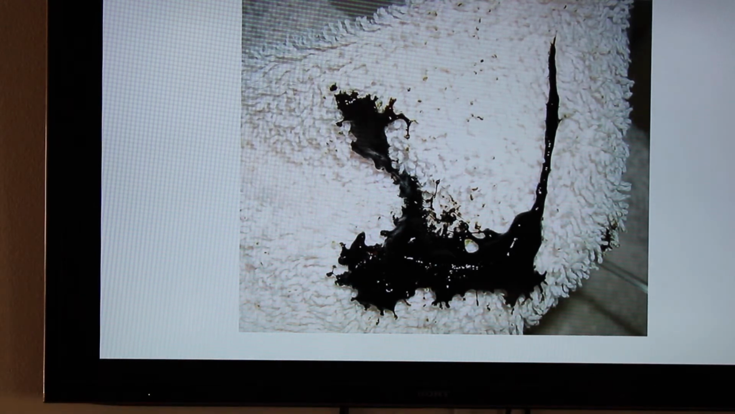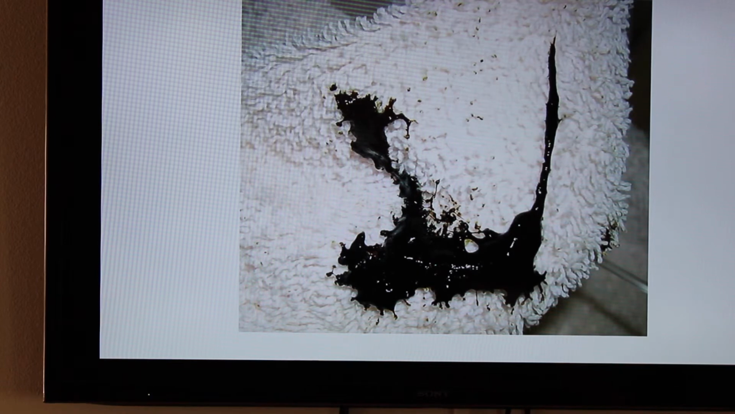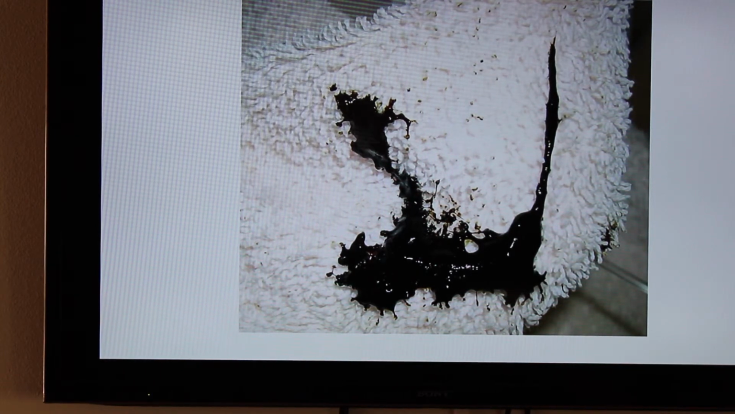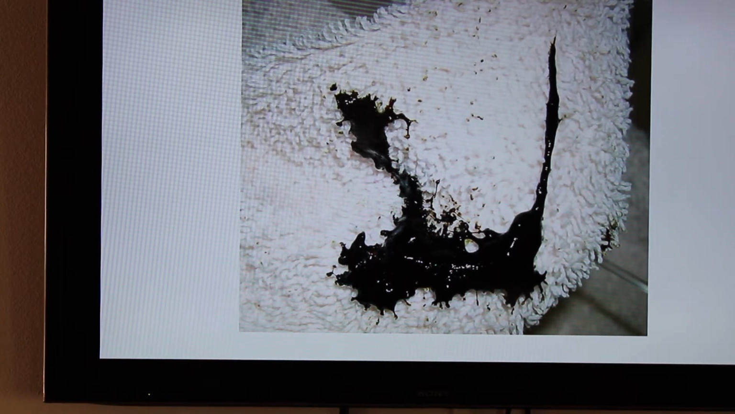The first picture is melena. So this is digested blood that has passed in the feces, and it has a black tarry substance. And we know that it comes from the upper GI, such as gastric ulcers.